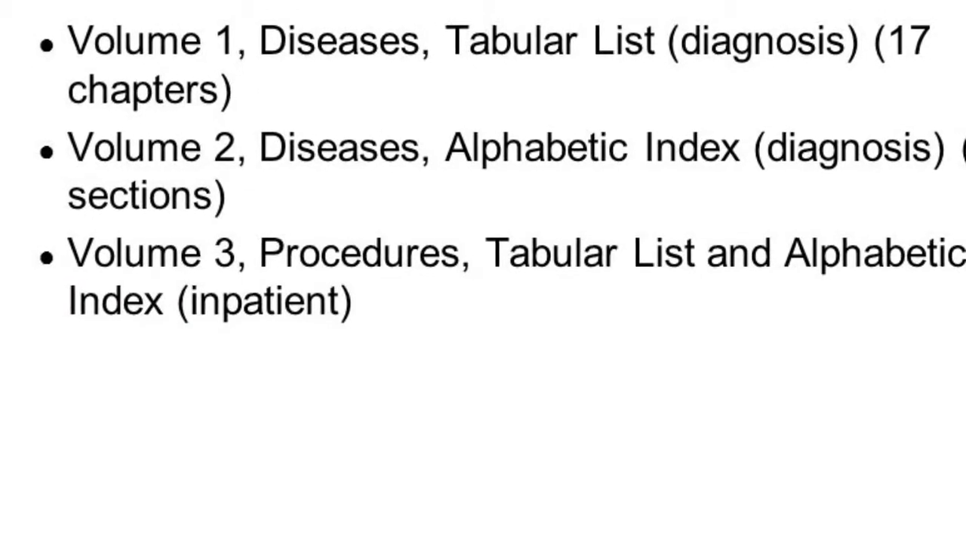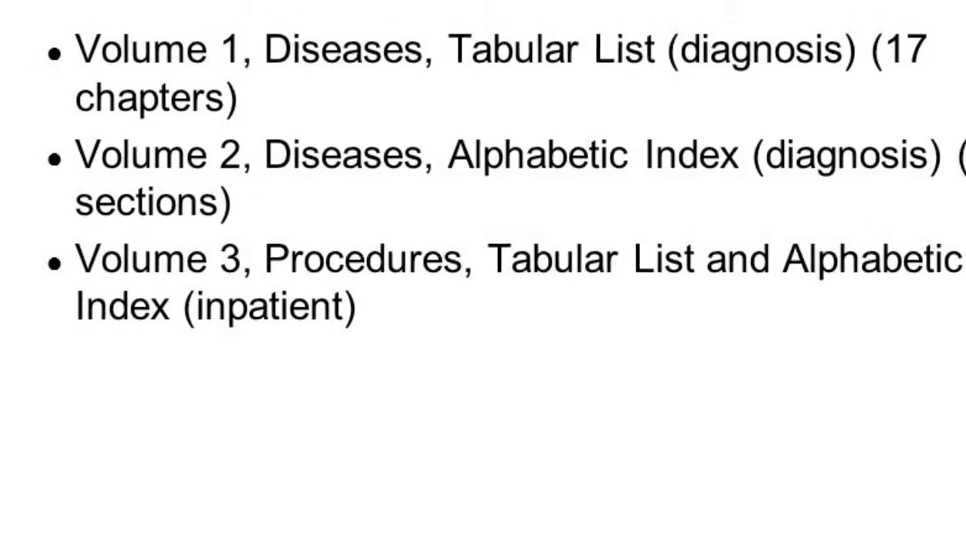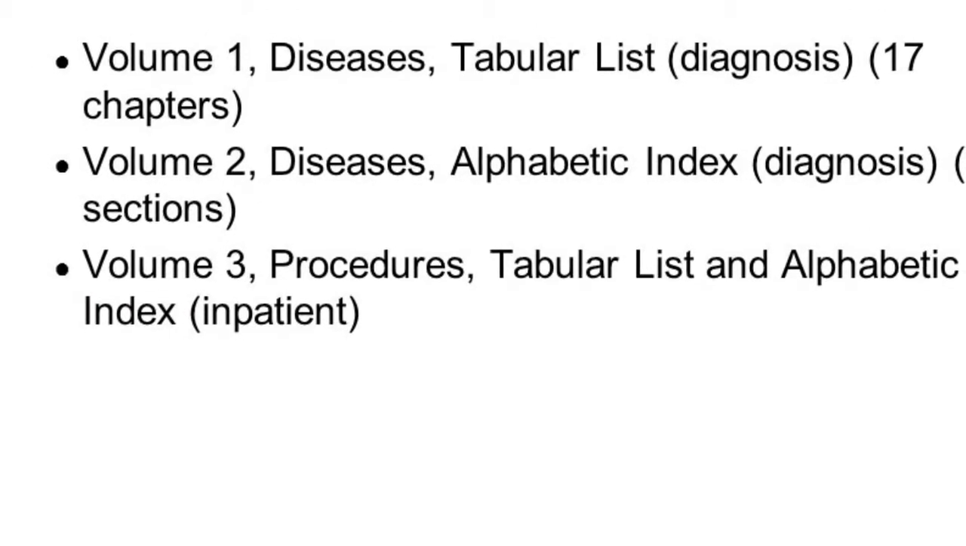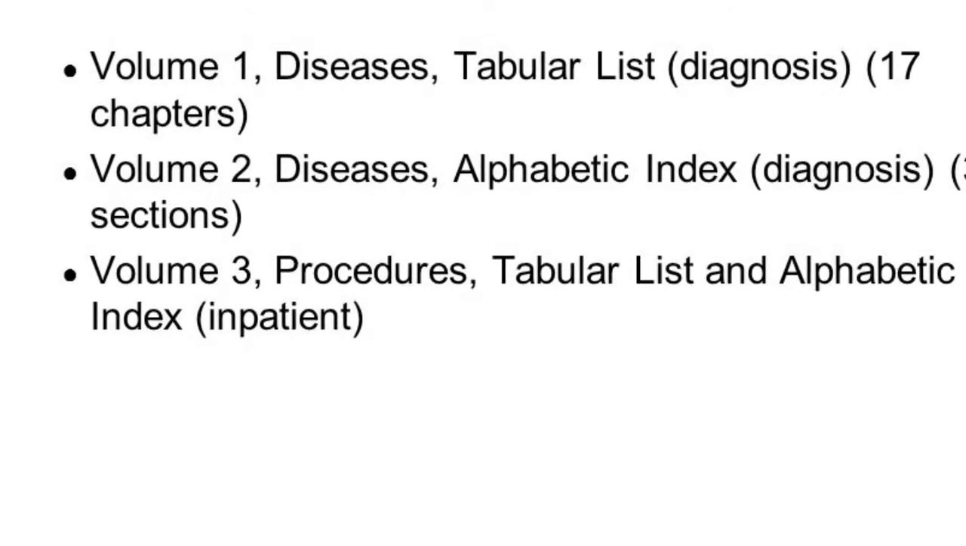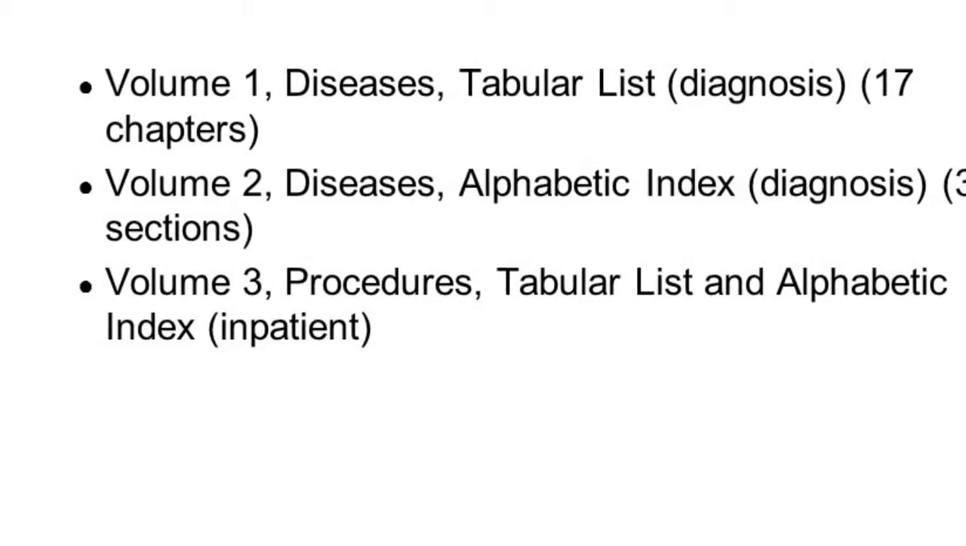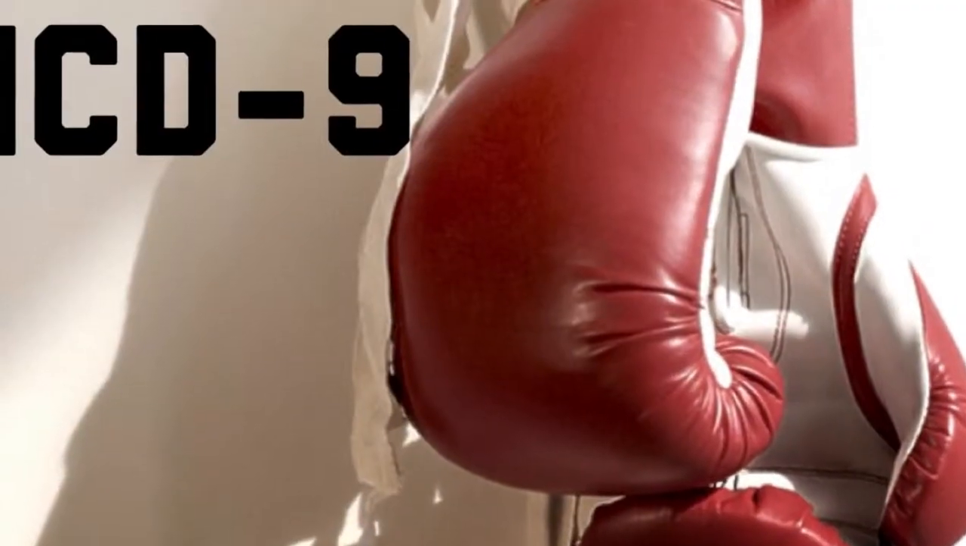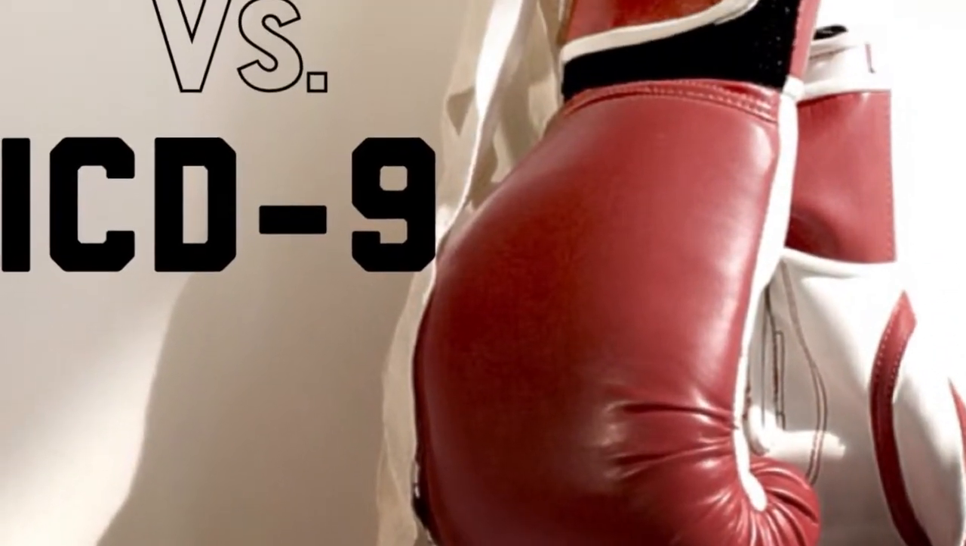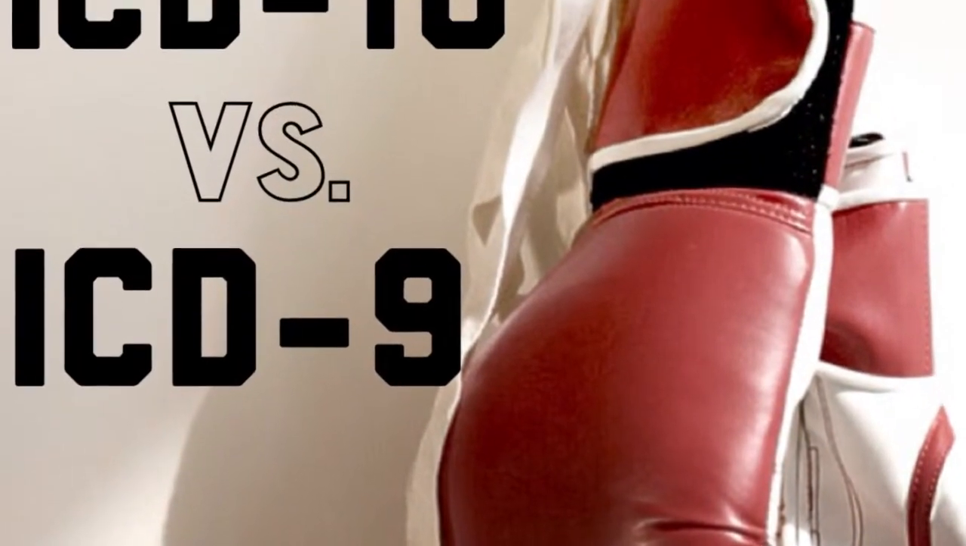ICD-9 consists of 3 volumes. Physicians use volumes 1 and 2 only to assign diagnosis codes. Volume 3 is used by hospitals for reporting inpatient procedures and resource utilization. How does the ICD-10 diagnosis code set differ from the ICD-9?